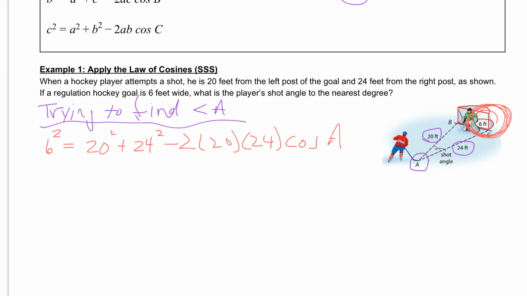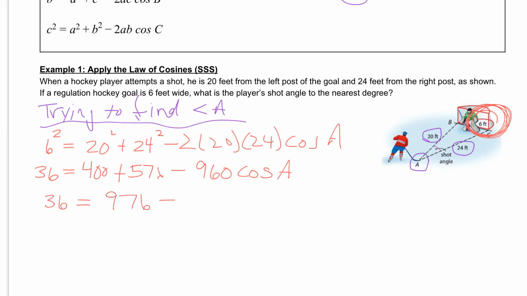Now, the first thing that we can do is we can square everything. So we have 6 squared, which is 36. 20 squared is 400. Plus 24 squared is 576. And then we can multiply 2 by 20 by 24, and that gives us 960 times the cosine of A. Next, we can add these two together. 400 plus 576 will give us 976. So we have 36 equal to 976 minus 960 times the cosine of A.